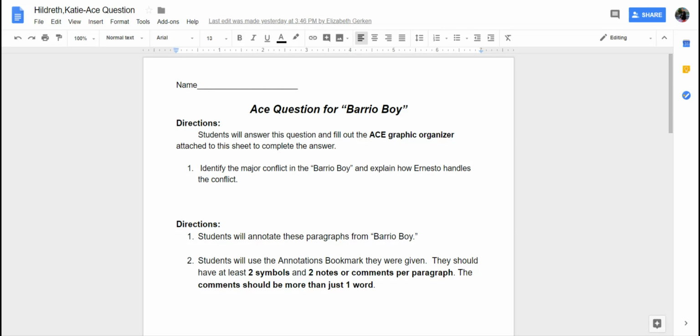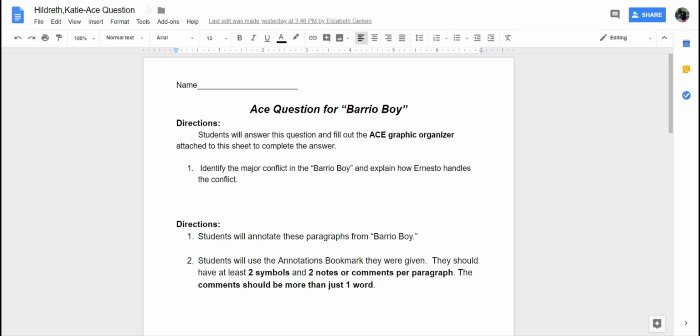So in the A box, you're going to restate the question. The conflict in the story is Barrio Boy struggles, and you're going to tell me what he struggles with. And then you're going to state how he handles it. Then in the C, where you cite your evidence, you're going to go to the story, pick out examples that prove what the conflict is, how he handles it.